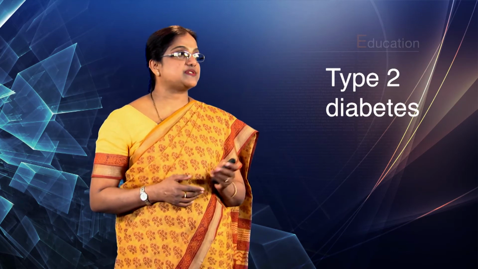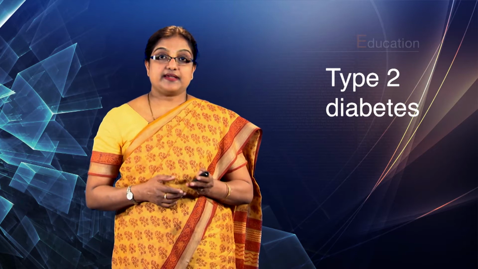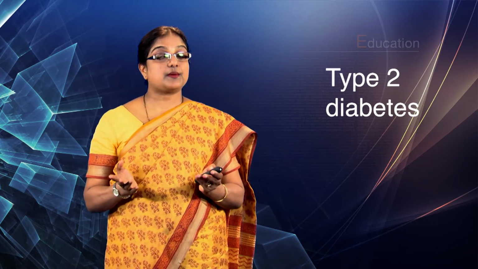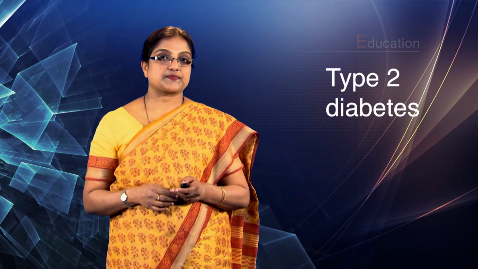The second type of diabetes is type 2 diabetes. Here, the body does not produce enough insulin for proper function, or the cells in the body do not react to insulin, or they become insulin resistant.